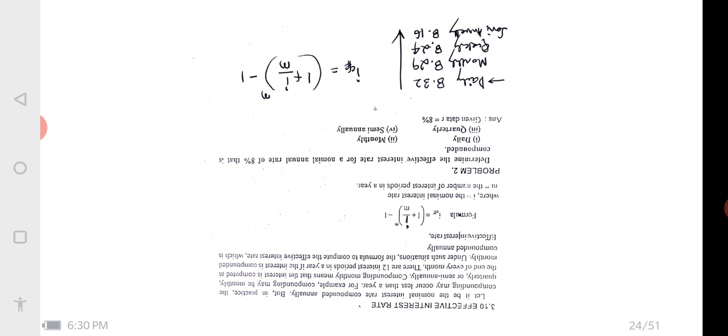Similarly for quarterly and semi-annually, you can see I have written on the left side. If I calculate the interest rate on a daily basis, it becomes 8.32%. Monthly, it becomes 8.29. Quarterly, it becomes 8.24. For six months, semi-annually, it is 8.16. And annually, it becomes 8%. Now this is the solution. You can see it is solved.